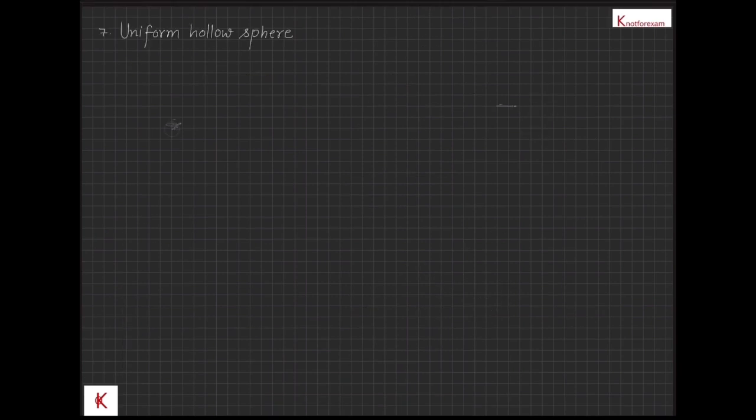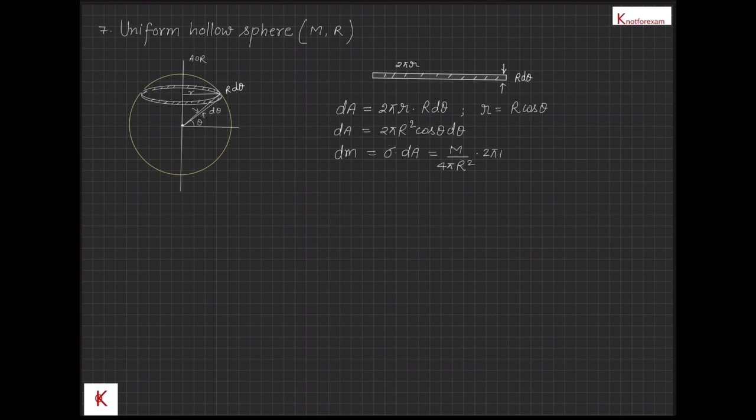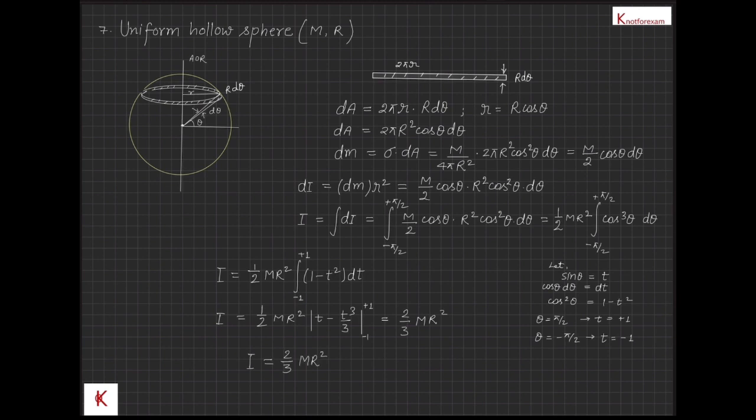Moment of inertia of a uniform hollow sphere of mass m and radius r about one of its diameters. Take a differential ring at an angular position theta and angular width d theta. Its width is r dθ and radius is r cos θ. Its mass will be mass per unit area multiplied by the area of the strip, and its contribution to the total moment of inertia is dm r². And the total moment of inertia I is the integration of dI, which can be easily found by solving the integration, and comes out to be 2/3 mr².